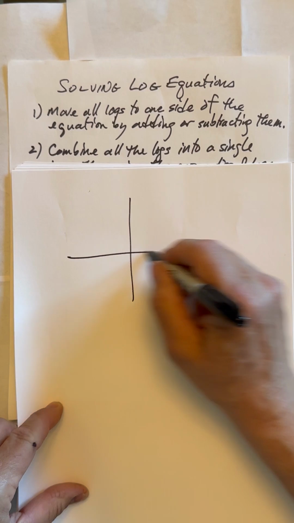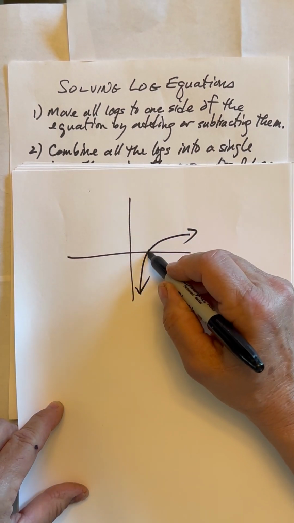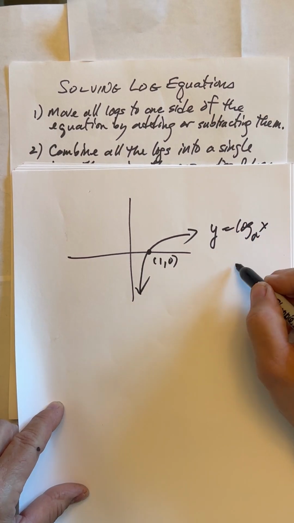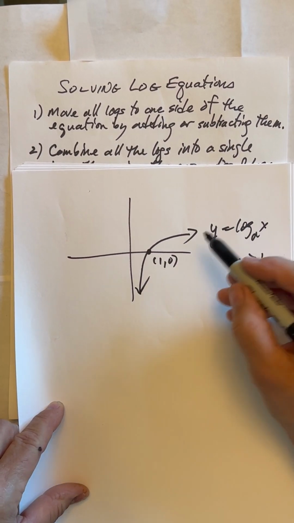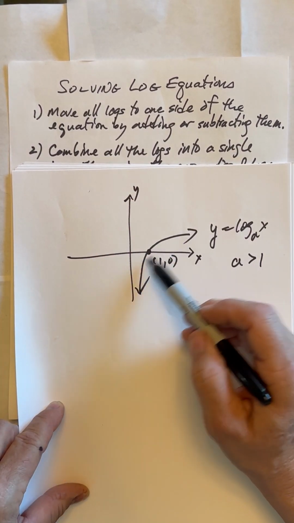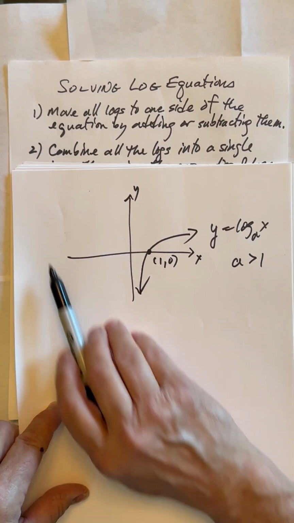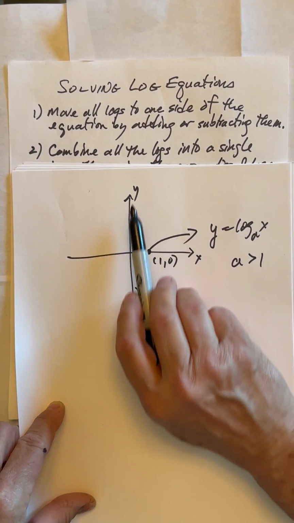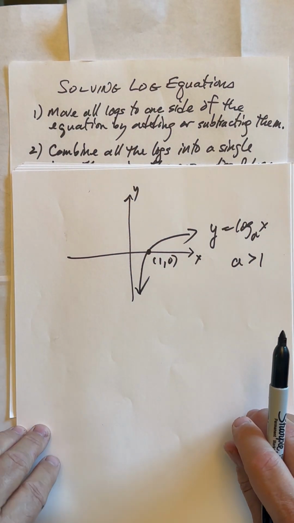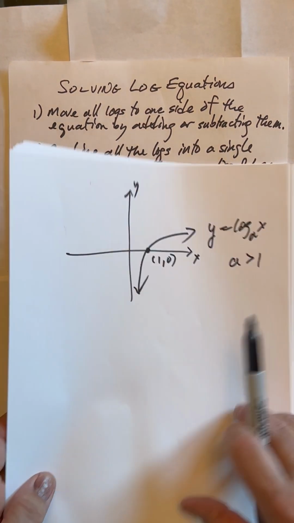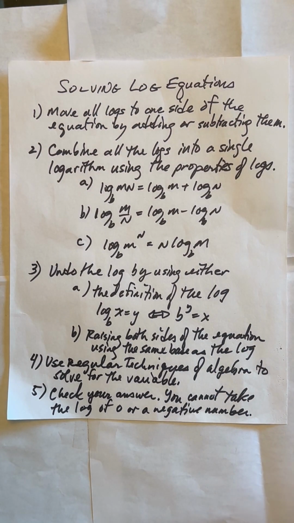If you recall the graph of a log, this is the most basic graph. So y equals log base a of x, where a is greater than 1. And this is here, x and y. And what you see here is you don't have any negative numbers. This graph doesn't even exist here, nor does it touch x equals 0. So you can't have the log of 0 or the log of a negative number.